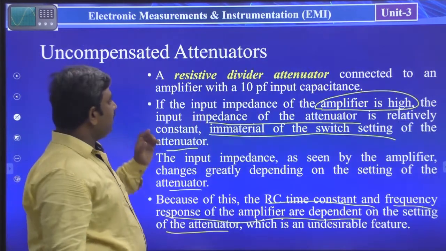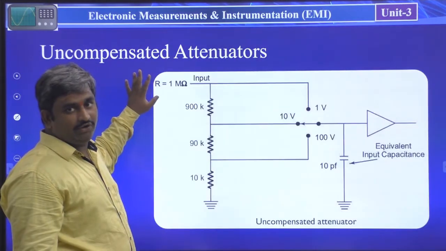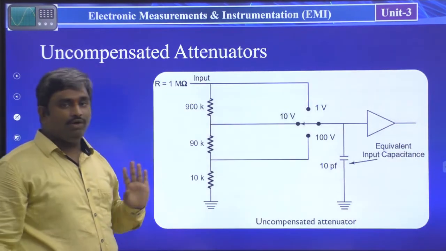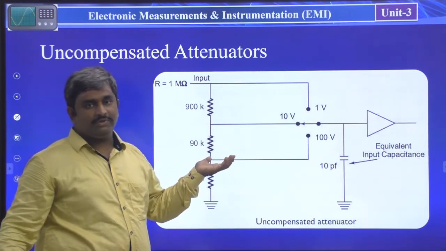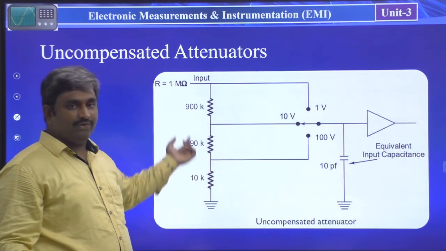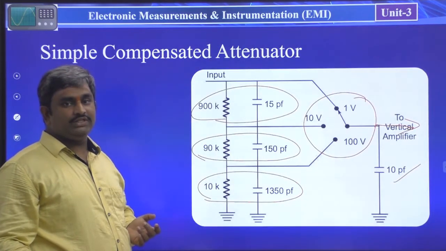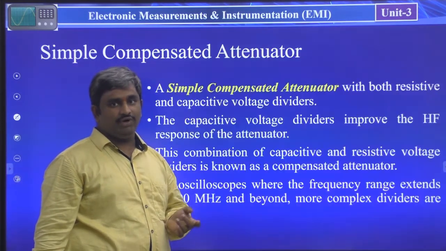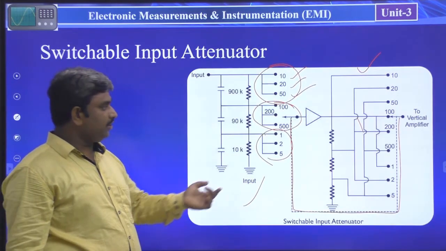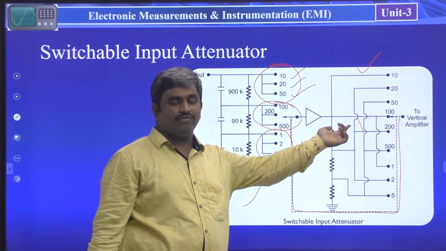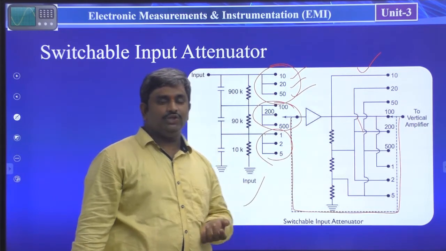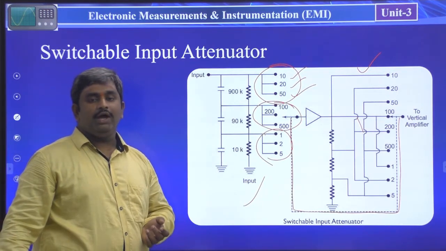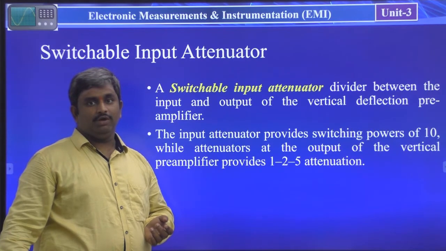So see here once again, we have 3 types of attenuators. The uncompensated attenuator has some problems: we are not compensating the signal's behavior using only the resistor divider network. For that reason, in the compensated attenuators, we have provided resistors with capacitive networks, and a switchable attenuator circuit. Before the vertical amplifier and after the vertical amplifier, we switch these attenuation levels to the vertical deflection plate system. Okay, so this is about attenuators of the CRO.